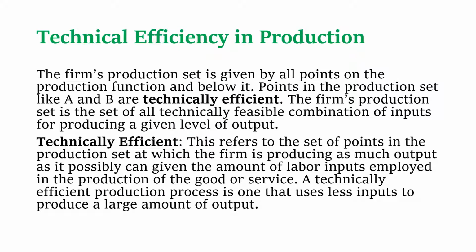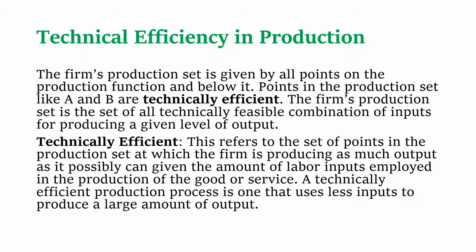A farm's production set is given by all points on the production function and below it. So all points on the production function and below it, that's the production set of the producer. Now, it cannot produce beyond point A and B in the previous slide. You see point A and B are on top of the curve, right? So the farm cannot produce beyond point A and B because it does not have the capacity to do that. It is unable to do that. It does not have the resources to produce beyond point A.